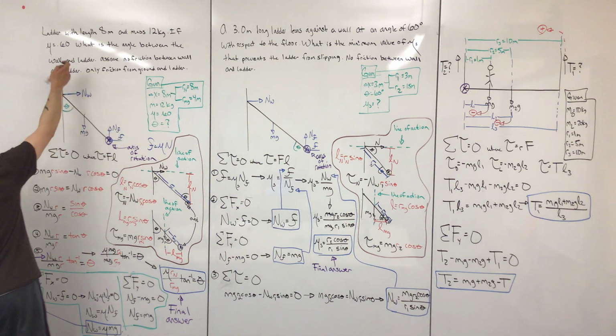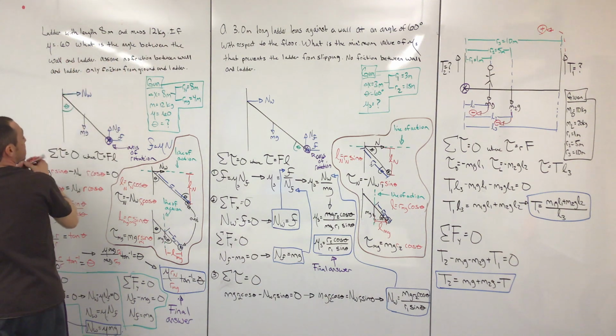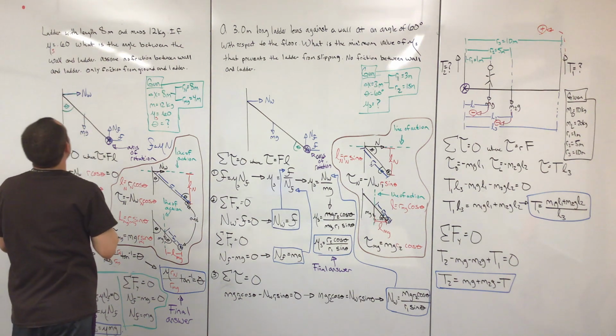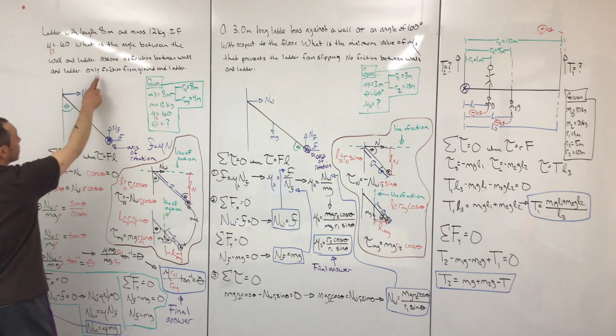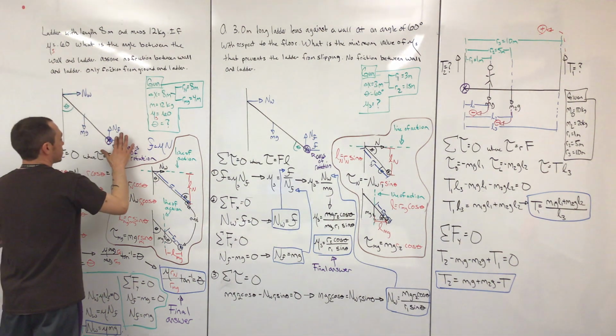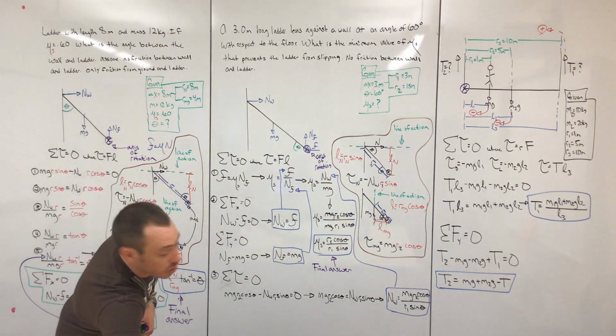So here we have a ladder with a length and a mass. If mu is 0.60, which is the static mu, this thing isn't moving. What is the angle between the wall and the ladder? Assume no friction between wall and ladder, only friction between ground and ladder. And maybe to make this more clear, because I also have my axis of rotation there, let's get started here.